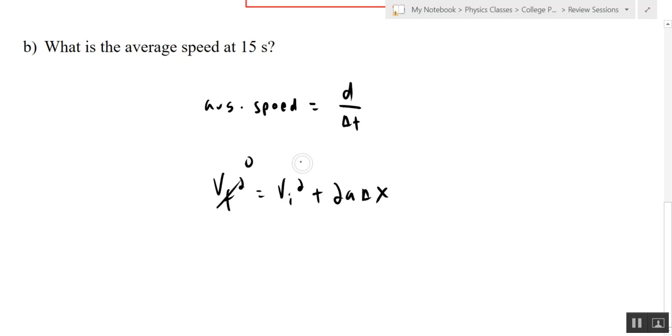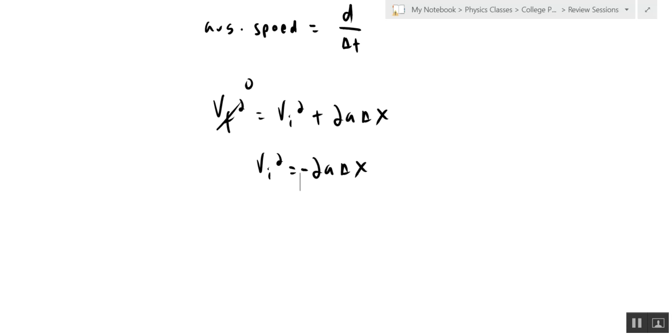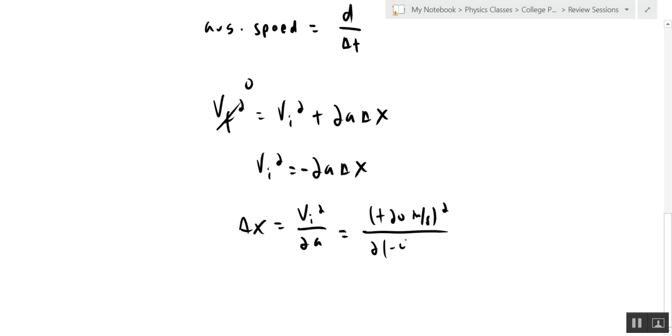So we're going to solve this equation for delta x. What you do is you subtract VI squared from both sides, and then how do you find delta x? It's VI squared over 2a. So VI was 20, right? Am I getting that right? Okay, 20 squared, divided by negative 2a, sorry, negative 2a because there's a negative there. And a was negative 4. So this works out to be 100 meters.